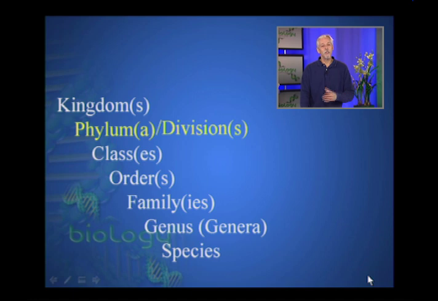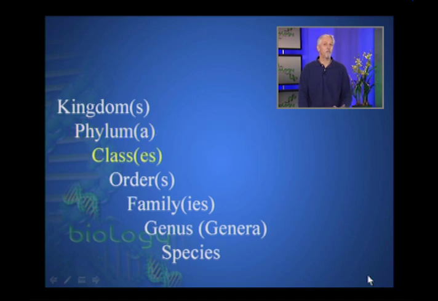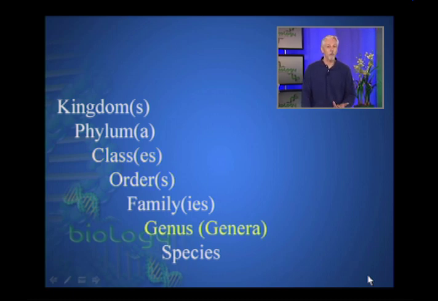And then divisions are still a pretty heterogeneous group or mixed group, and so divisions can be broken up into classes, classes into orders, orders into families, families into genera. Genera is the plural term for genus. And then each genus can be broken up into species, and of course we define species as like organisms, interbreeding organisms. And we've talked about that before.